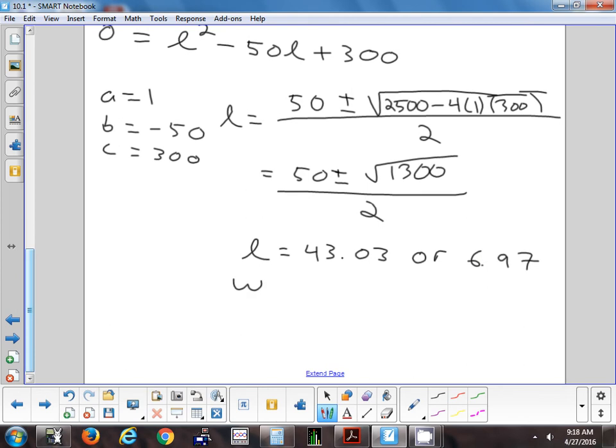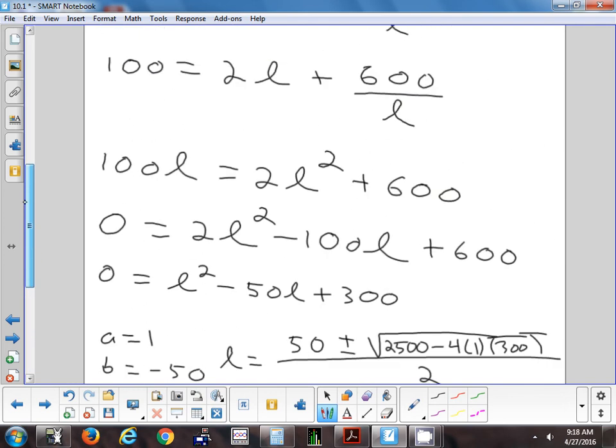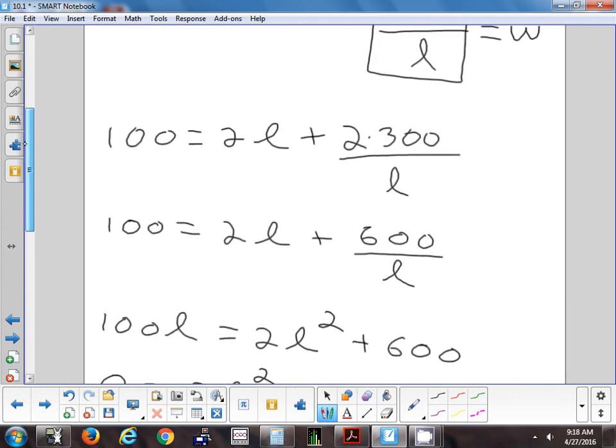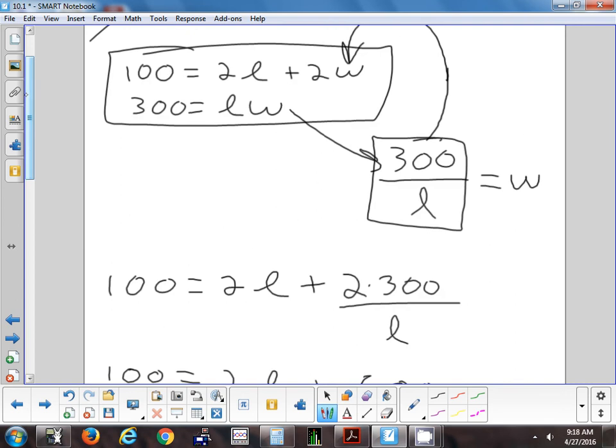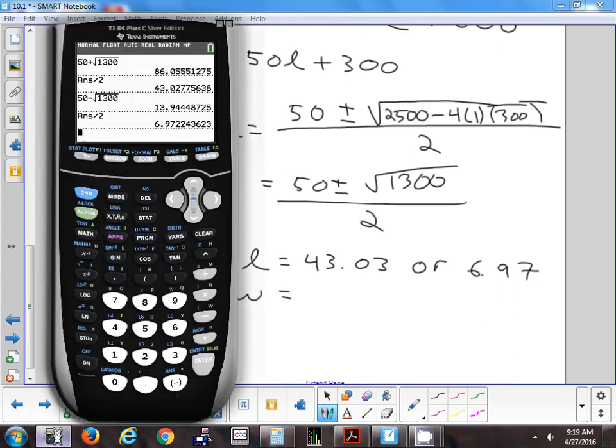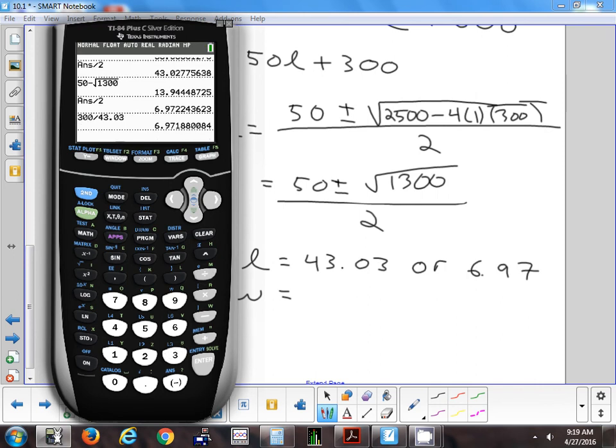All right, now that I have my length, let's find our width. Now, if we scroll back up, do we have a formula for W with the W already by itself? Yeah, right in that box. 300 divided by the length equals W. Okay, so just do that for each problem. Let's take 300 and divide by the length. 300 divided by 43.03, look what you get. 6.97.